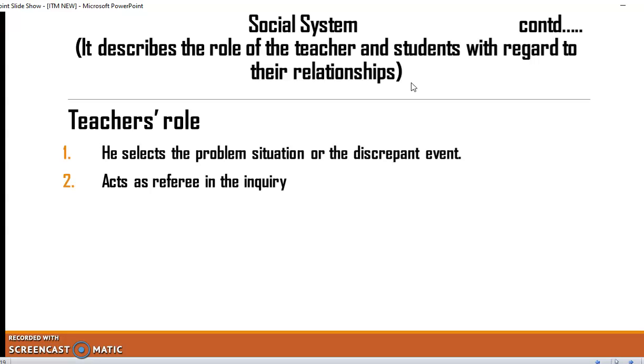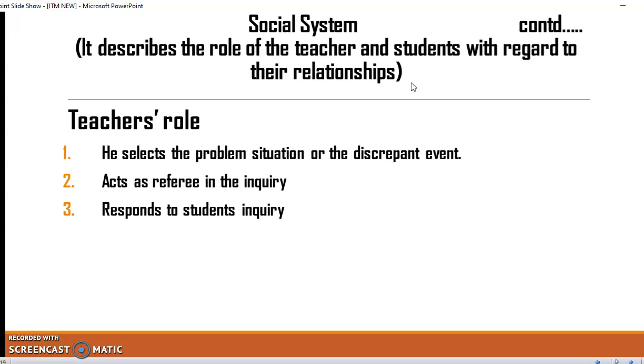Then next, the teacher acts as a referee in the inquiry. The teacher's role here is not to be a person who solves the problem for them, but just a guide who would give them a direction to follow and give them some hints and clues in order to come up with a solution to the problem situation that he or she has posed.